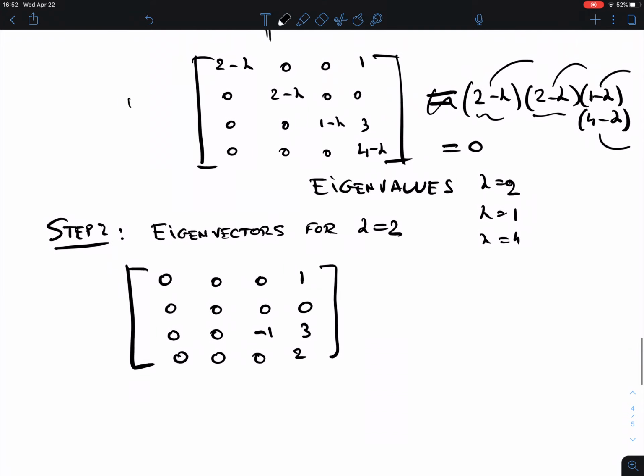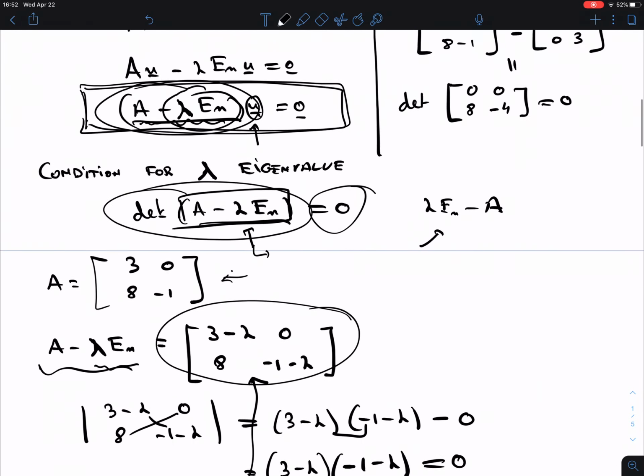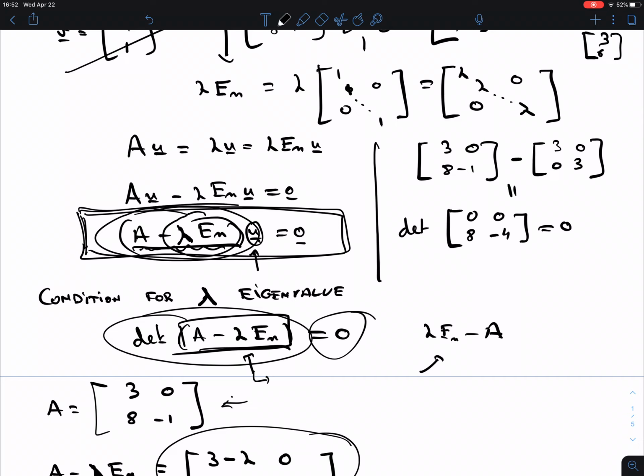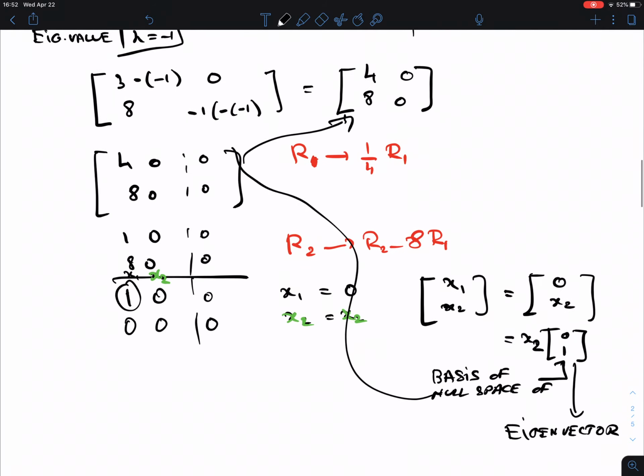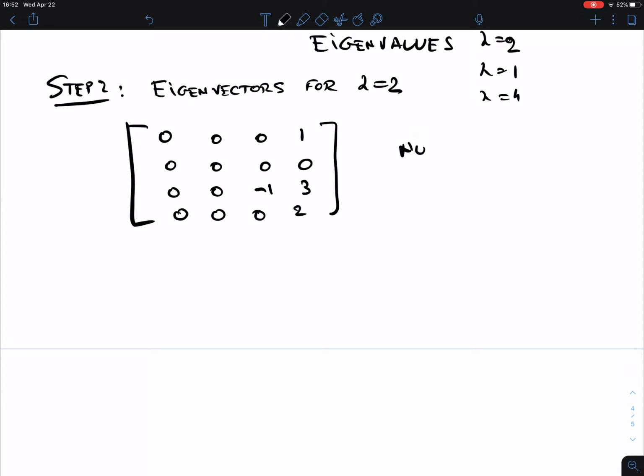And what we need to do, remember, it always goes back to this original equation here, right? This is what we're trying to solve. This is now the matrix that we just got, and we have to solve this system. So we have to basically find the null space of this matrix. So in step 2, that's what you do.